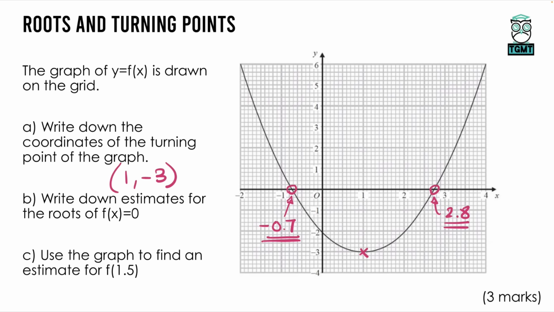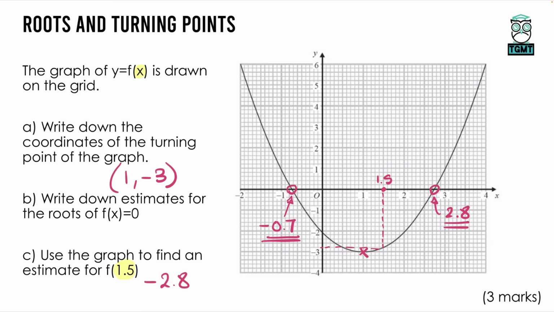And then part C says use the graph to find an estimate for f(1.5). Now you'll notice the function of x, the x has changed to 1.5. So that just means, what's the answer basically when x is 1.5? So if we go to 1.5, which is just here, trace down to the graph, the only other thing you can read at this point is the y value. So if we go along from this y value, there we go, I get minus 2.8. It's the only thing you can read, an x or a y value.